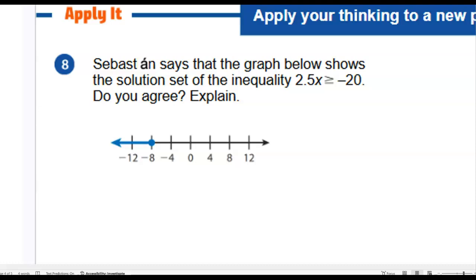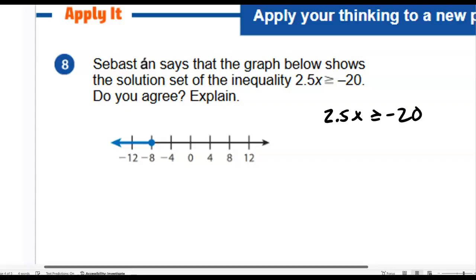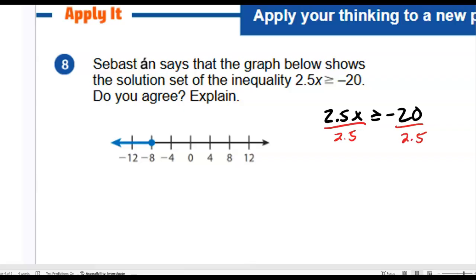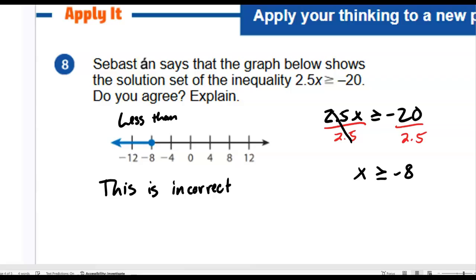For number 8, Sebastian says the graph below shows the solution set of the inequality 2.5x greater than or equal to negative 20. Let's go ahead and solve it. 2.5x greater than or equal to negative 20. We divide by 2.5, because if we see multiplication, we undo it by division. This cancels off, so x needs to be greater than or equal to negative 8. And I would say this is incorrect, because this graph says everything less than negative 8, because it's all the numbers to the left of negative 8, when our answer wanted to be greater than negative 8.